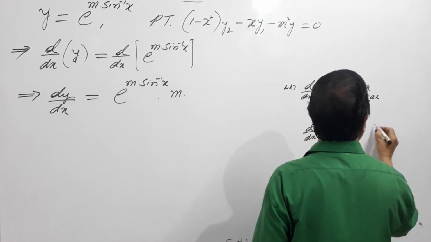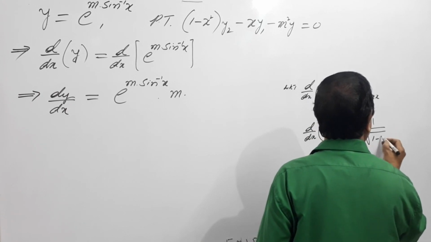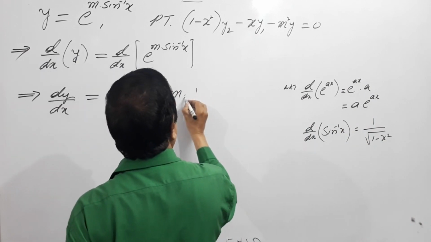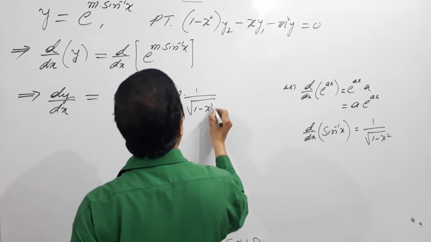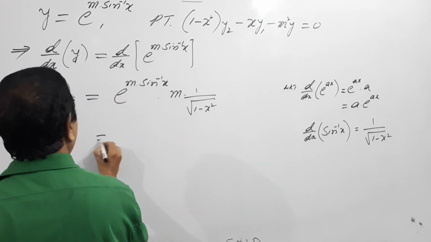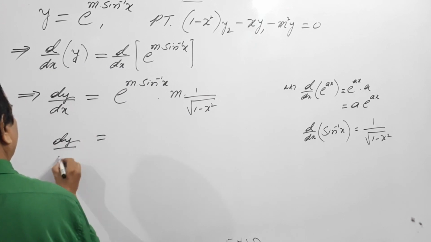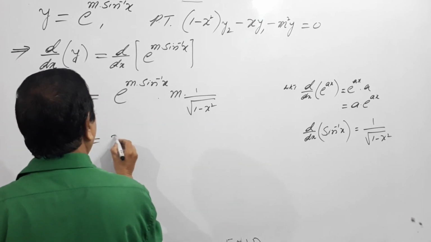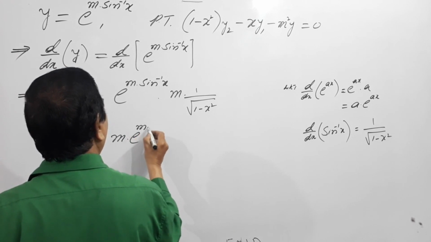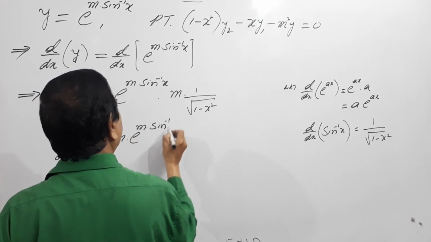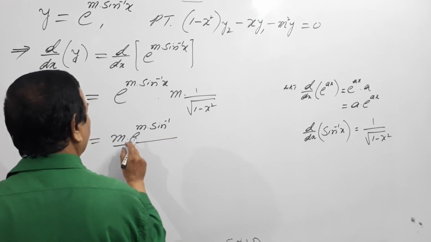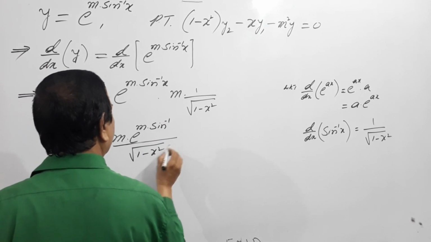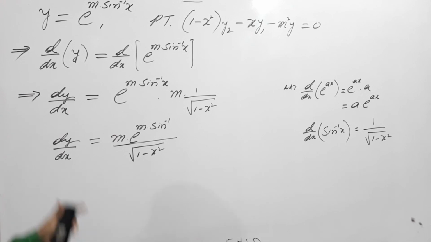Sine inverse x is nothing but 1 by under the root 1 minus x square. So I will rewrite this. So this is dy by dx equals to, I will bring this m on the left hand side, m into e to the power of m sine inverse x divided by under the root 1 minus x square. So what I will do, I will cross multiply.